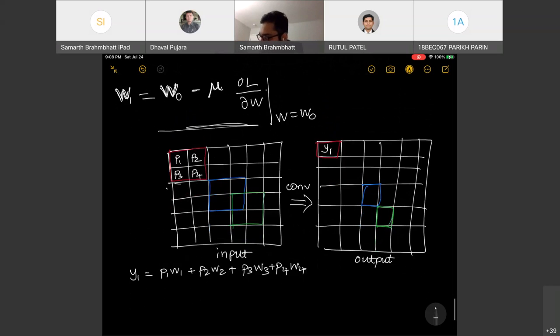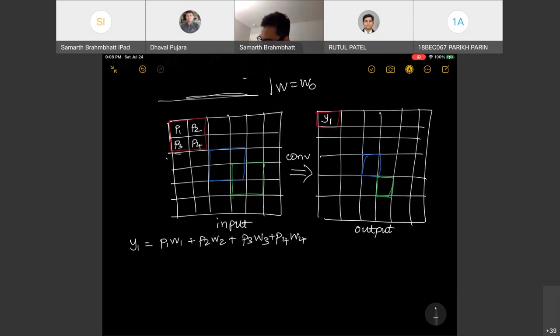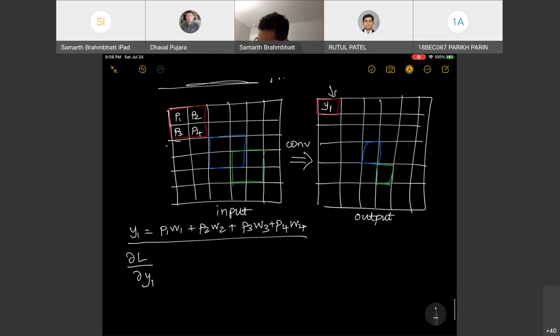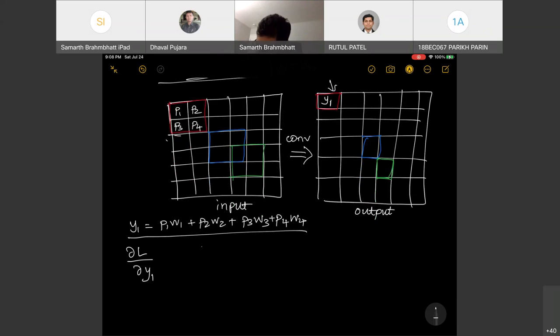Now remember in the back propagation function, we are going backwards, right? So we are going from the output to the input. So for the output y1, we have the gradient of the loss with respect to y1, right? From that, we want to derive the gradient with respect to the p's and the w's. So from this equation, I think it's quite simple. So let's say you want to get the gradient with respect to w1, then you just apply chain rule.